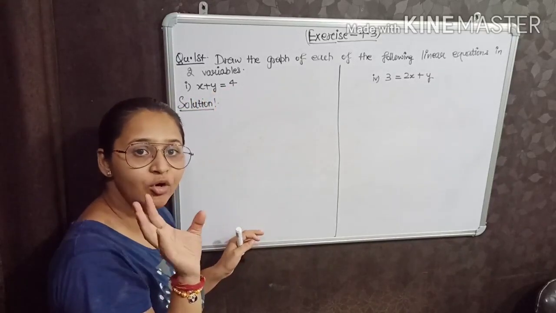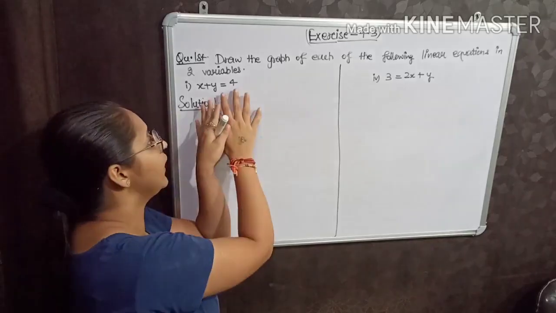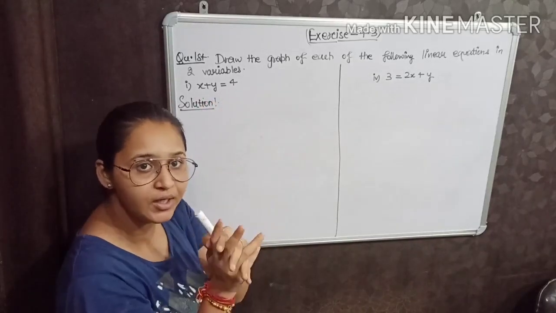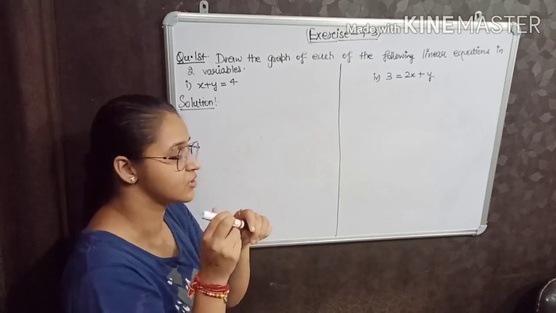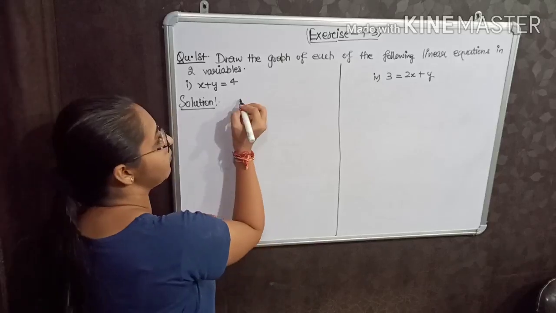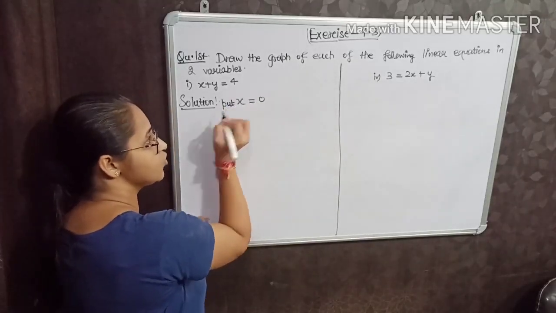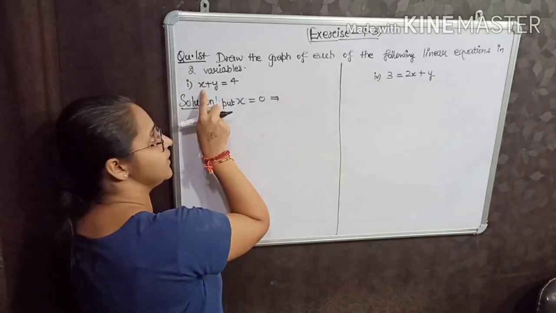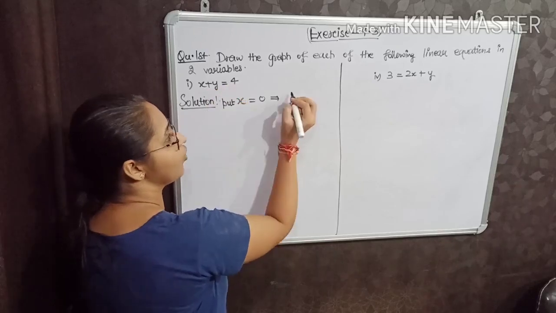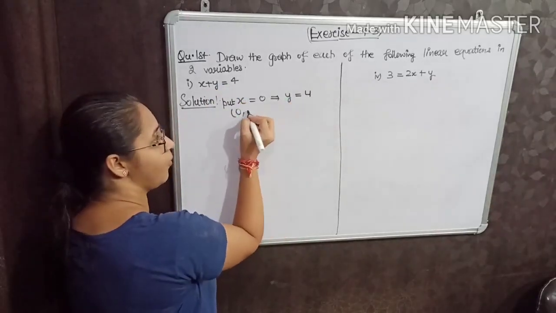Now I have already told you that when we draw a graph for any linear equation in two variables, the first step is we have to find its two solutions. So first of all, if I put x is equal to 0, then y is, 0 plus y is equal to 4. So y is equal to 4. So first solution is 0, 4.